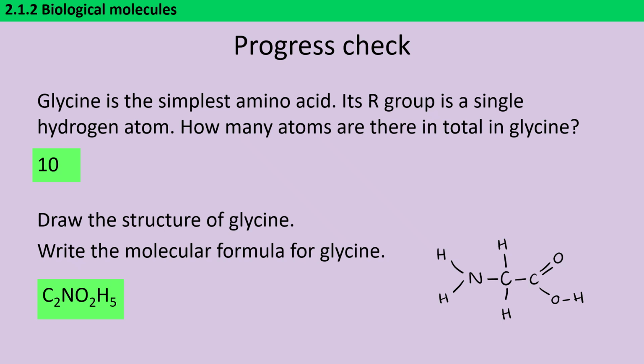C2NO2H5. Now you may have already encountered in some places that it's appropriate to write out a formula in a way that kind of explains the structure. So for instance, writing COOH. But this question has asked us for the molecular formula and therefore we're not expected to do that. We should join together all of the atoms of the same type.